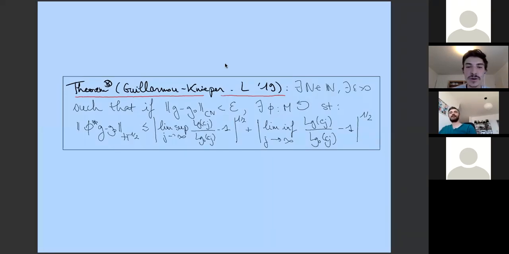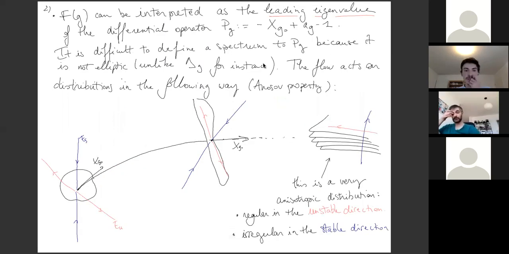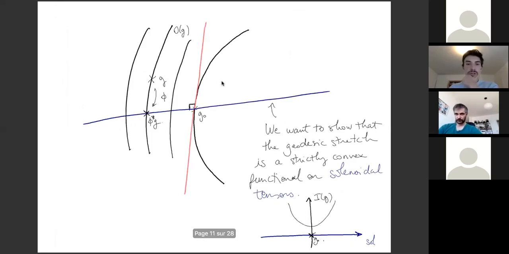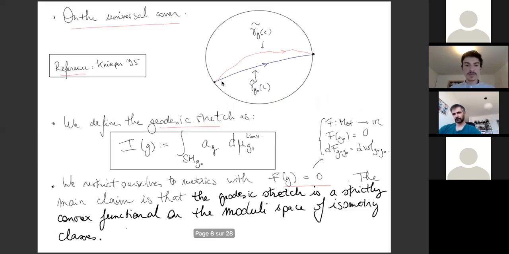Yeah, so maybe I went too fast about this. This function f comes into play at two steps. First of all, where is f? It's here. That's where I say that I'm restricting myself to f of g equal to 0. It appears at two steps.